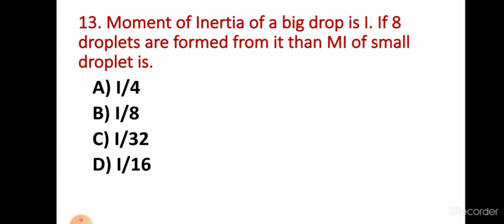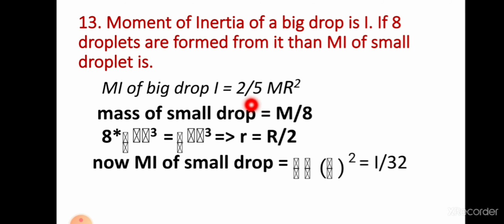Question number 13. The moment of inertia of a big drop is I. If 8 droplets are formed from it, the moment of inertia of a small droplet is. This is also a very important question. You have one big water drop. That drop has moment of inertia I. Now that drop is divided into 8 small droplets. The question is asking to find the new moment of inertia. The moment of inertia of the big drop is 2 by 5 mr square. If this big drop is converted into 8 small drops, then the new mass will be m by 8.